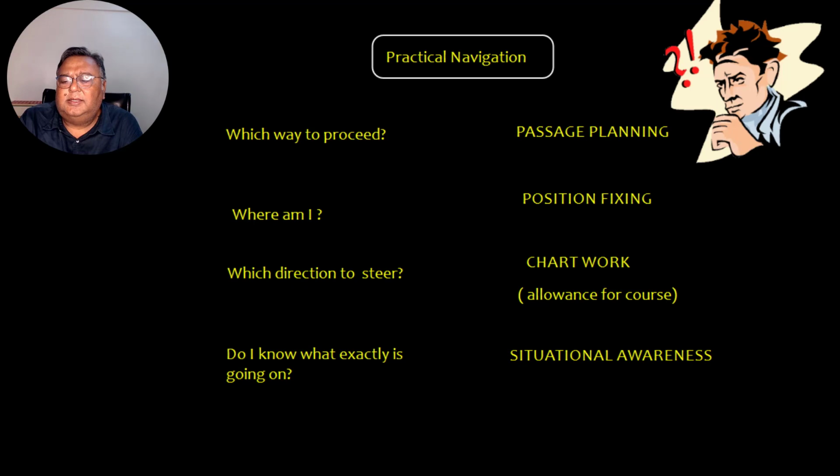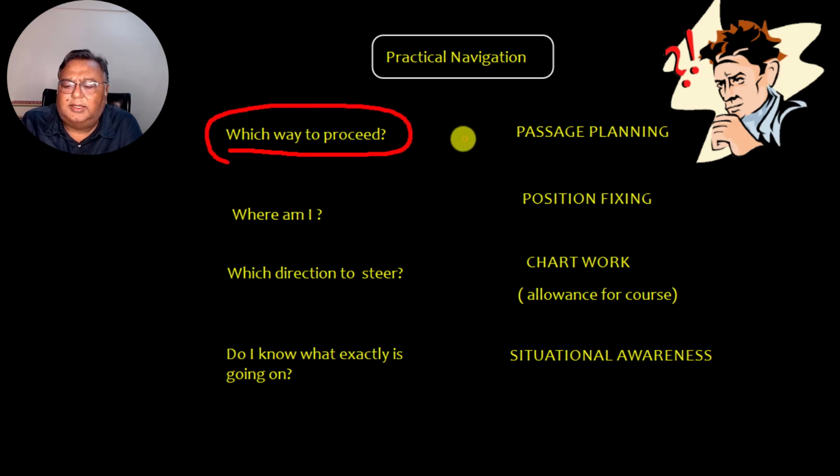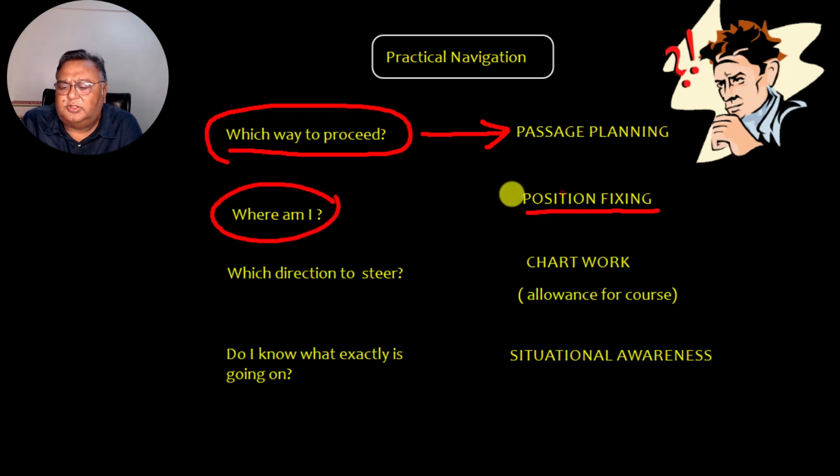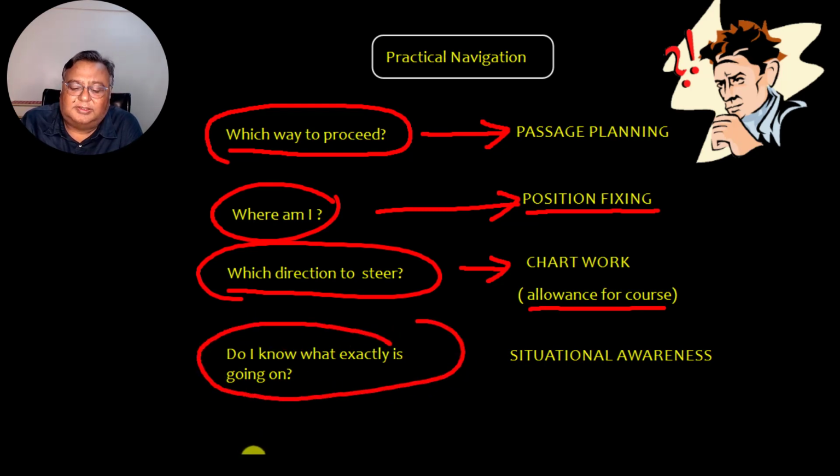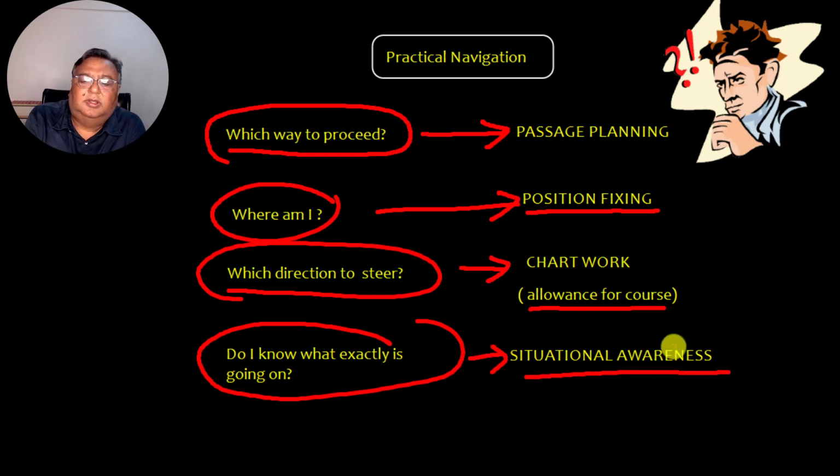So, practical navigation. Practical navigation is the answer to many questions, like which way to proceed, and that we figure out from passage planning. Then as a navigator you should also know where I am. That is achieved by position fixing. Then which direction to steer, that is the chart work, where we need to allow for the courses. And last, and not the least, do I know what exactly is going on? That is situational awareness. Right.